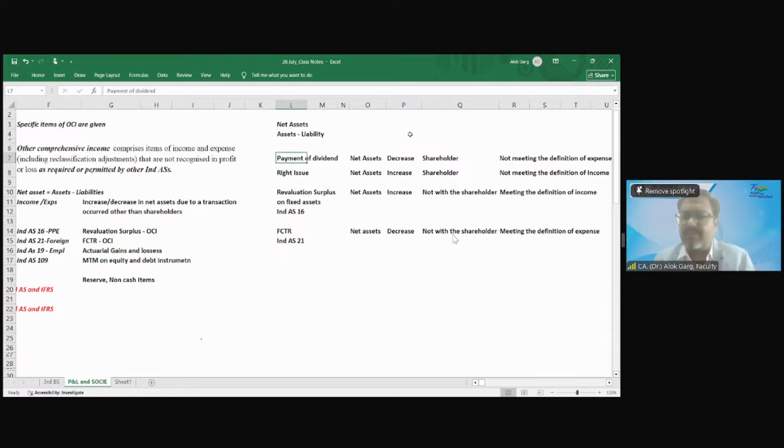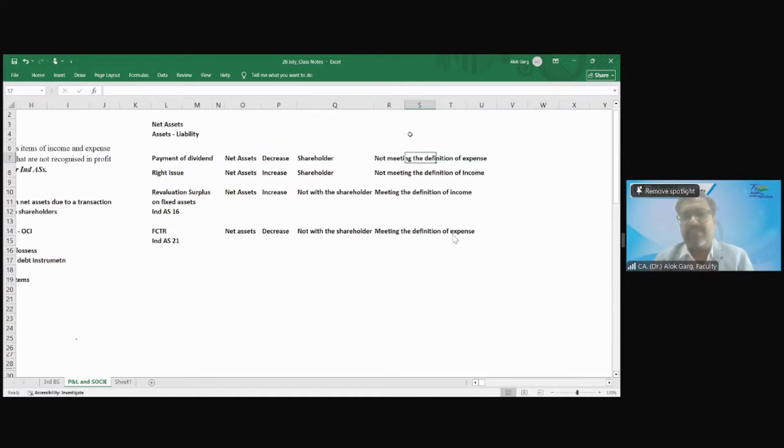And this transaction is with shareholder or other than shareholder? Shareholder. This is for shareholders. This transaction is with shareholder. So, is it an income or is it an expense? Is it meeting the definition of an expense? No, sir, it's not meeting. It should not be with the shareholder. It is not meeting, right?